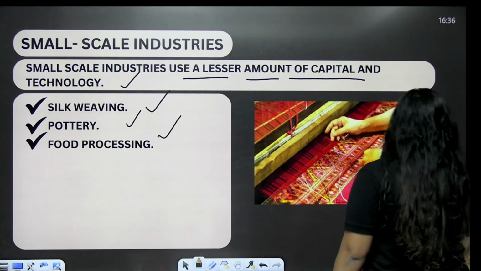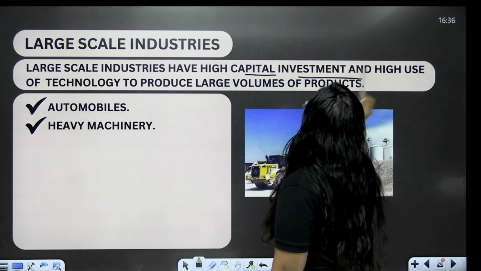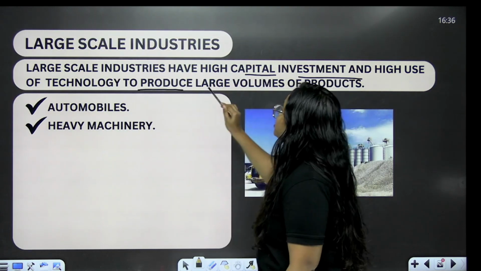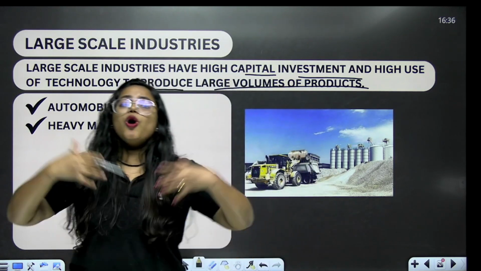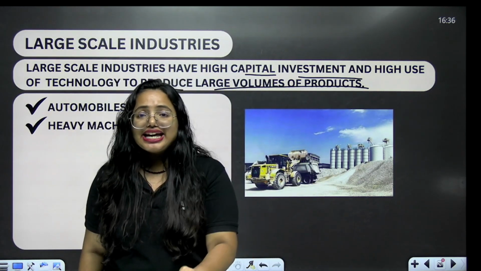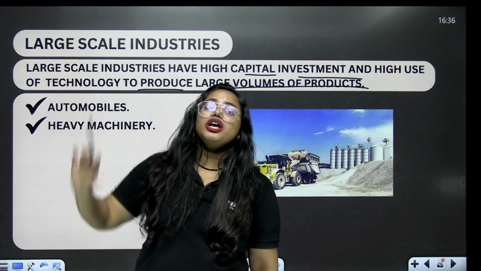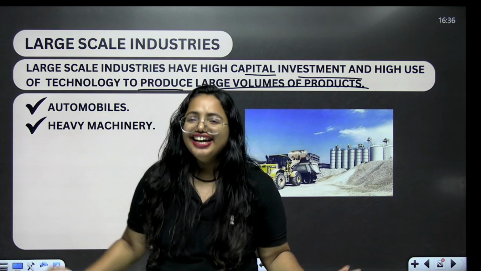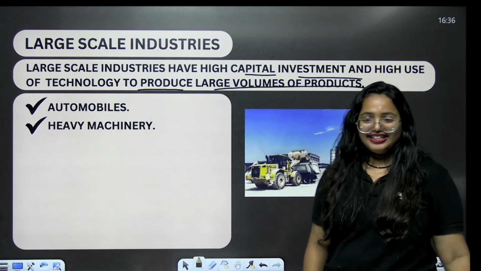So these have very little capital and less use of technology. And now we are going to talk about large-scale industries. Large-scale industries have high capital investment and high use of technology to produce large volumes of products. So here you need to make more products. A high volume of products has to be manufactured. In this case, capital must be high. At the same time, the use of technology also must be high. Clear?